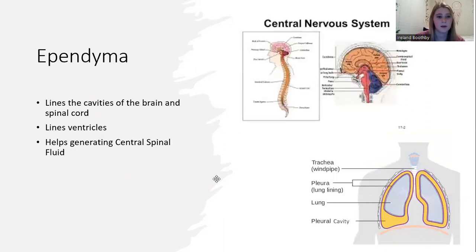Next, you have ependyma, and those are going to be the lining of the brain cavity and the spinal cord, and it lines the ventricles and helps generate cerebrospinal fluid. I kind of think of it as the pleura and the lungs, how it lines those, but it'd be lining your brain. So you can think of it that way too.